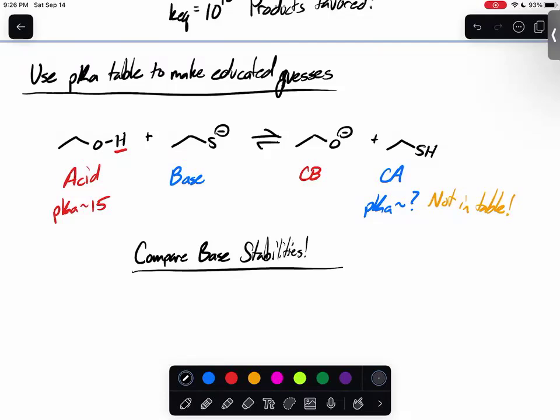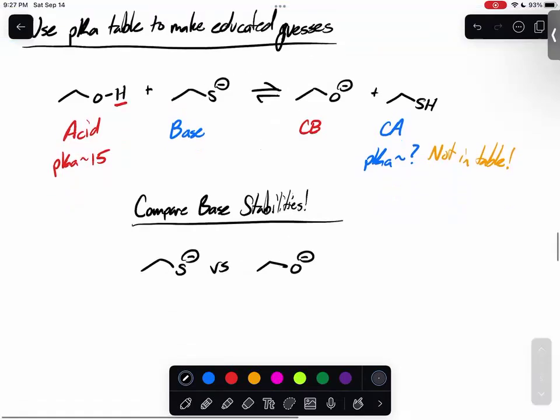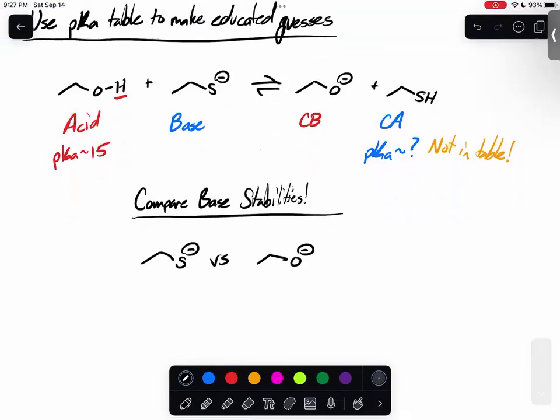So the two bases that we have shown are our base and our conjugate base. And we're essentially asking which one is going to be more stable. If you remember back to last lecture, it would be this one on the left, right? Because size, bigger is better. And so since sulfur is larger than oxygen, this is the more stable base.